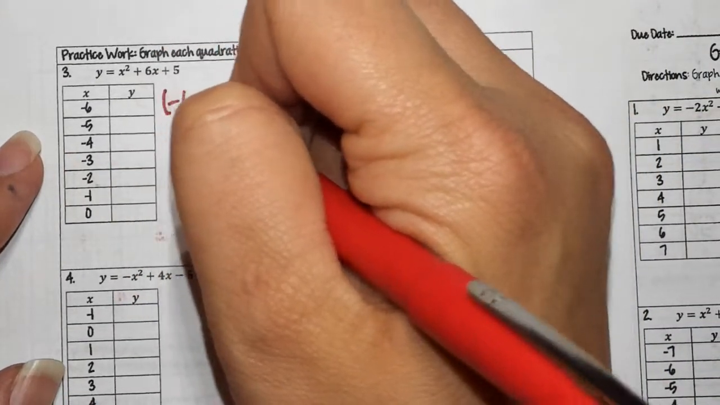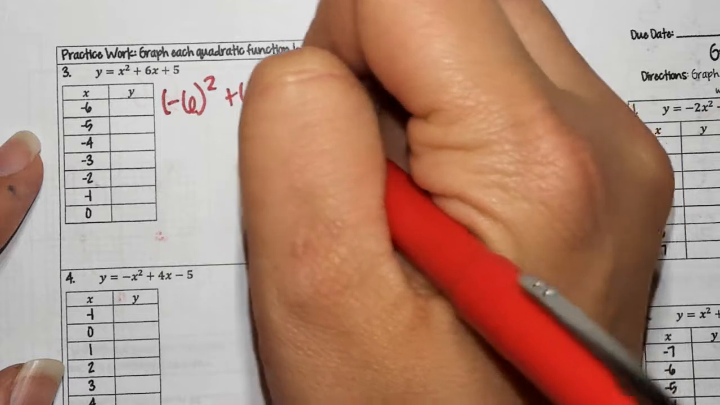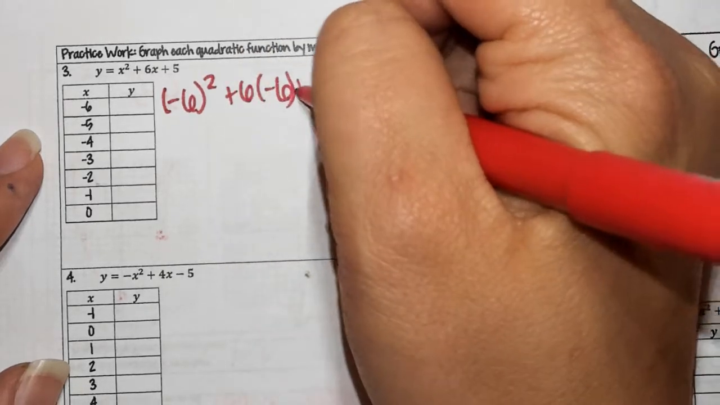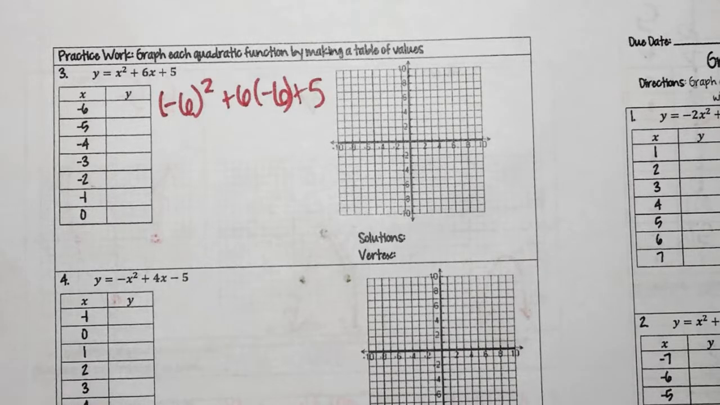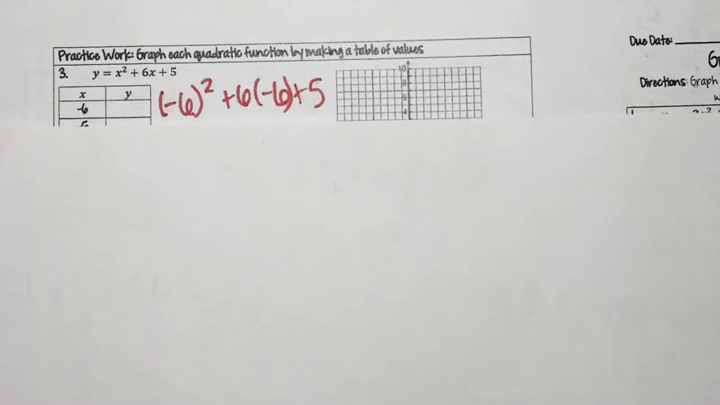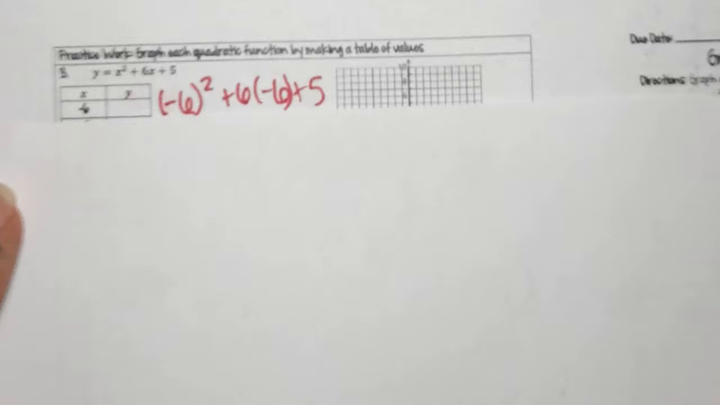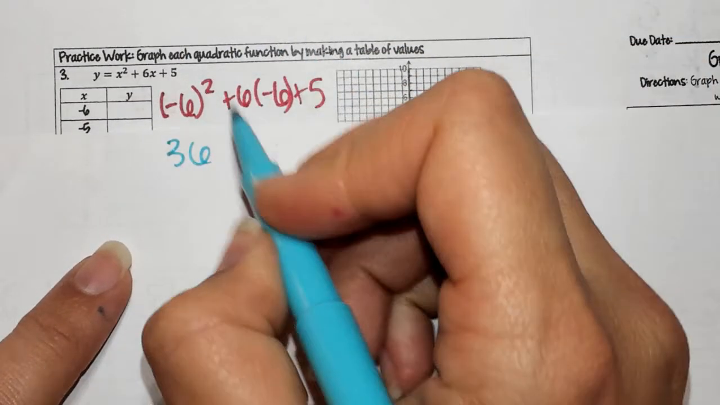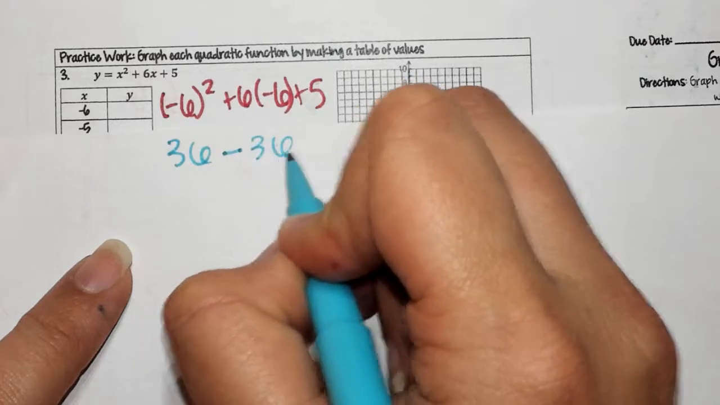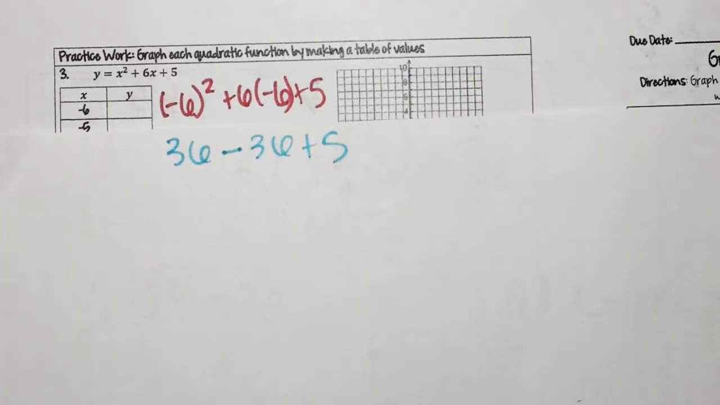Negative 6 squared plus 6 times negative 6 plus 5. All right, what is negative 6 squared? And what's 6 times negative 6? 36. All right, what's 36 minus 36? 0. 0 plus 5?